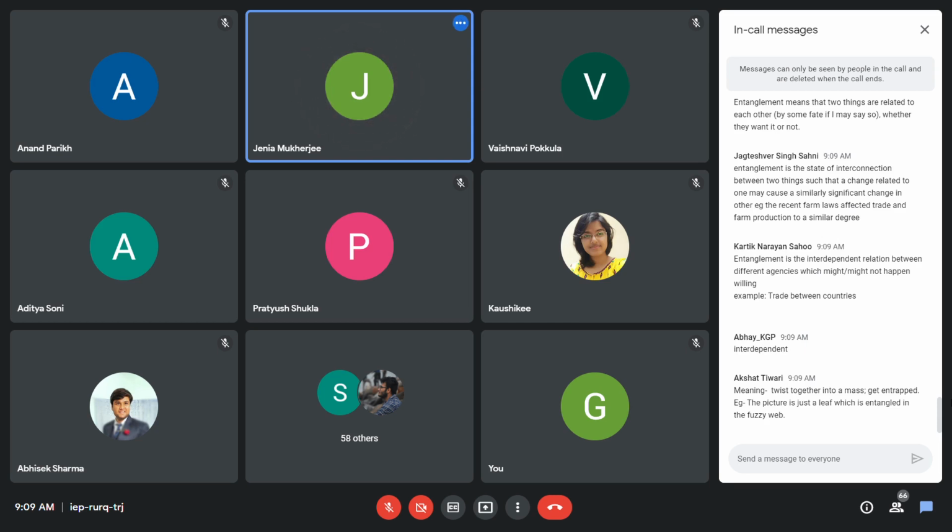Trade, twist, get entrapped. Leaf, engage, entangled in a fuzzy wave. How, Akshat? Again, can you explain the example? Akshat, the example of the leaf.